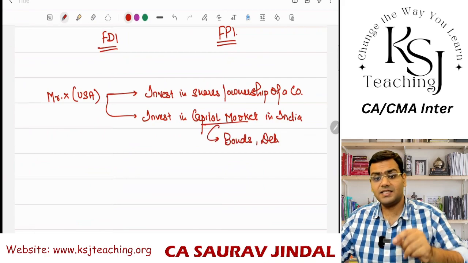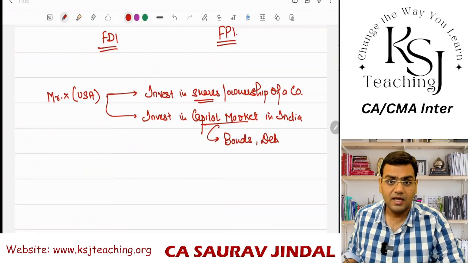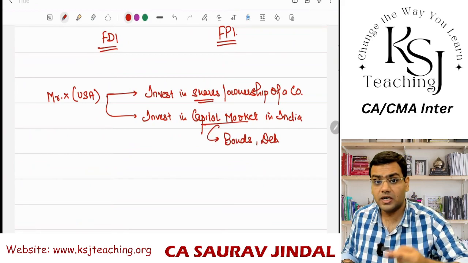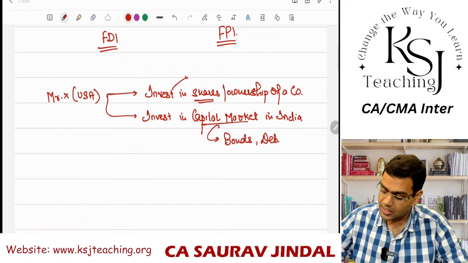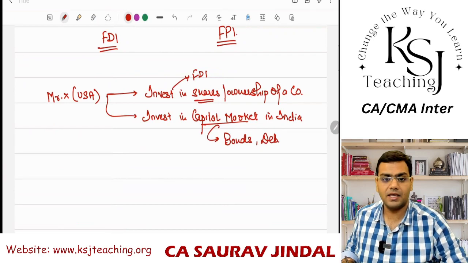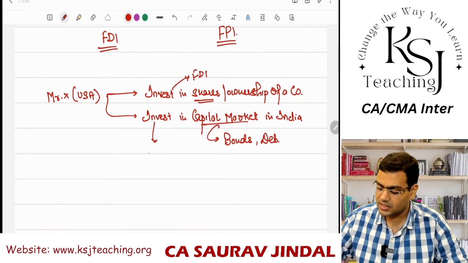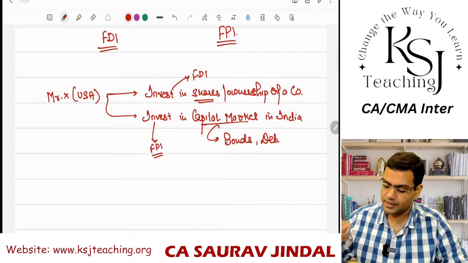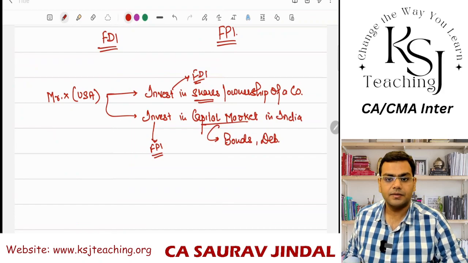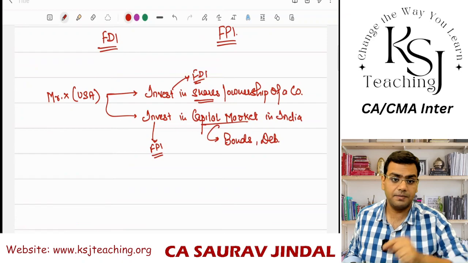Now, when he is investing in the asset of a company, the share is an asset in which he will be getting the ownership rights. This is known as FDI. And when he is investing in the capital market, that means he is investing in bonds, debentures, this is known as FPI. Right? Clear? So FDI is when you are investing in the ownership rights.